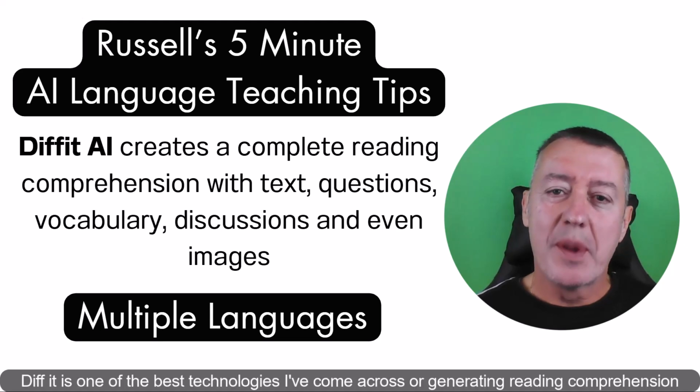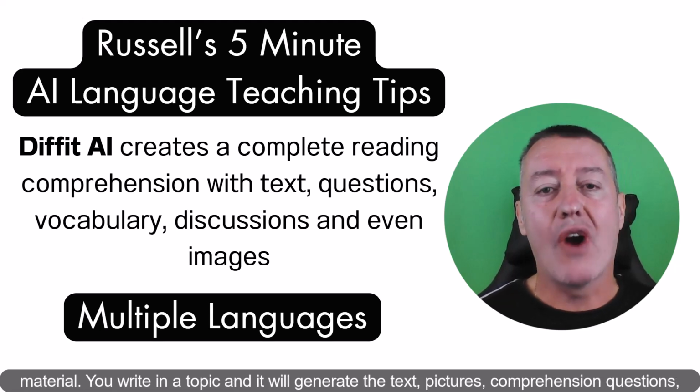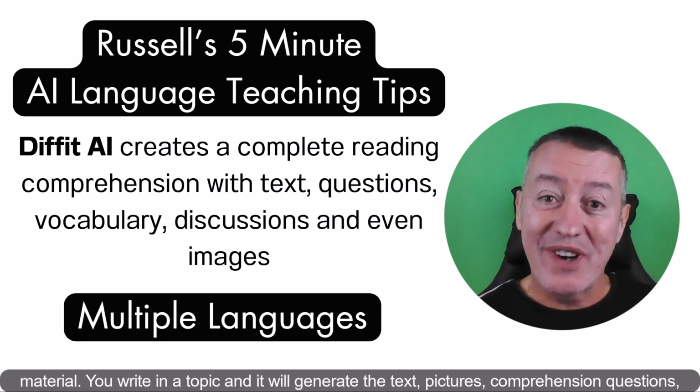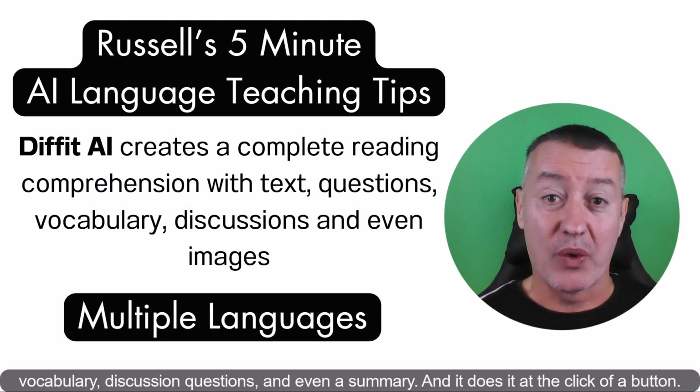Diffit is one of the best technologies I've come across for generating reading comprehension material. You write in a topic and it will generate the text, pictures, comprehension questions, vocabulary, discussion questions, and even a summary. And it does it at the click of a button.